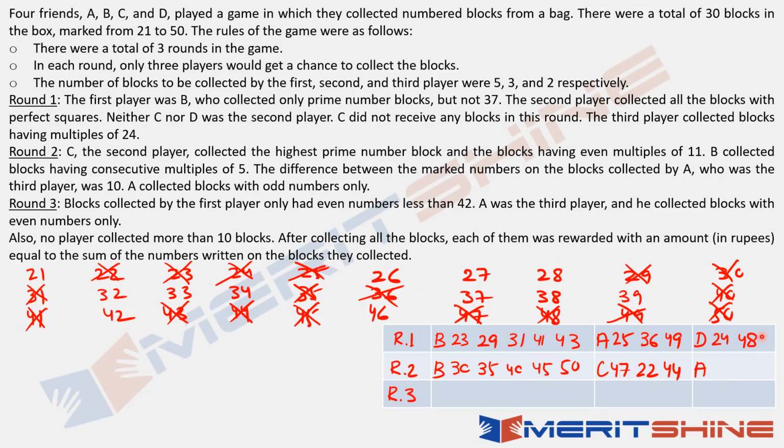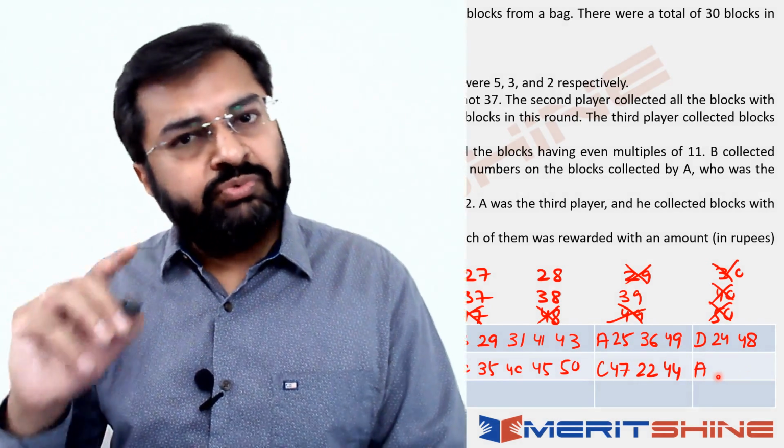Now let's look at the conditions here. What is given for this guy A? The difference between the marked numbers on the blocks collected by A. Now we know that A would have 2 blocks only. Who was the third pair? Was 10. So A would have 2 numbers, 2 blocks, 2 numbers would come here, look at the pointer, and the difference would be 10. What's also given is A collected blocks with odd numbers only. So we've got 2 odd numbers with a difference of 10. You got the point? We've got 2 odd numbers with a difference of 10.